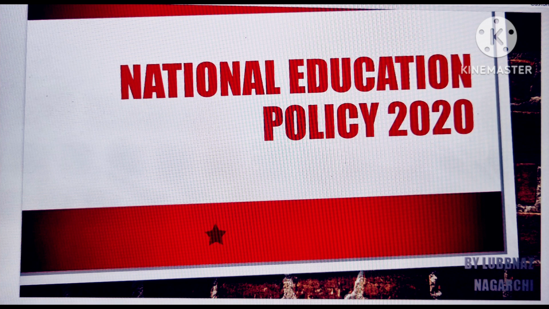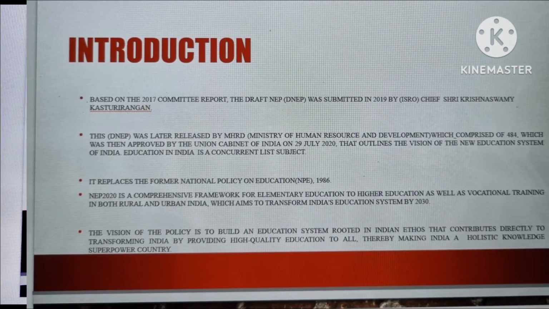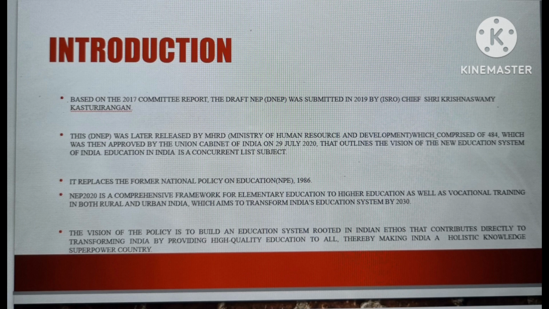So here I am today to give a brief introduction about National Education Policy 2020. As we all know, this is the most trending topic going on in the education era. So yes, I'm here to give you a brief introduction about that. The draft commission report was first drafted and submitted by ISRO chief Kasturirangan, and later it was released by the MHRD on 29 July 2020 for the vision of a new education system of India.